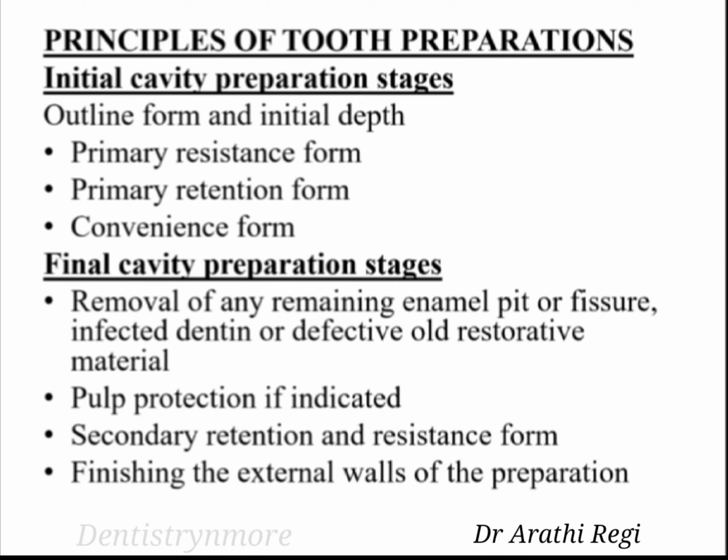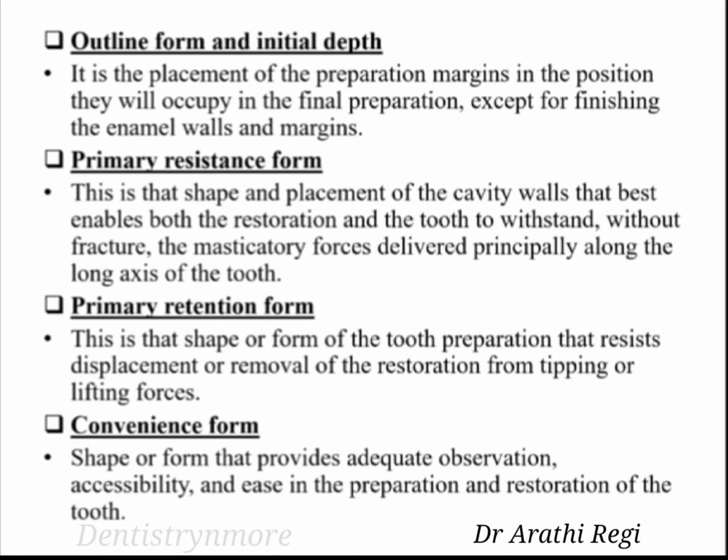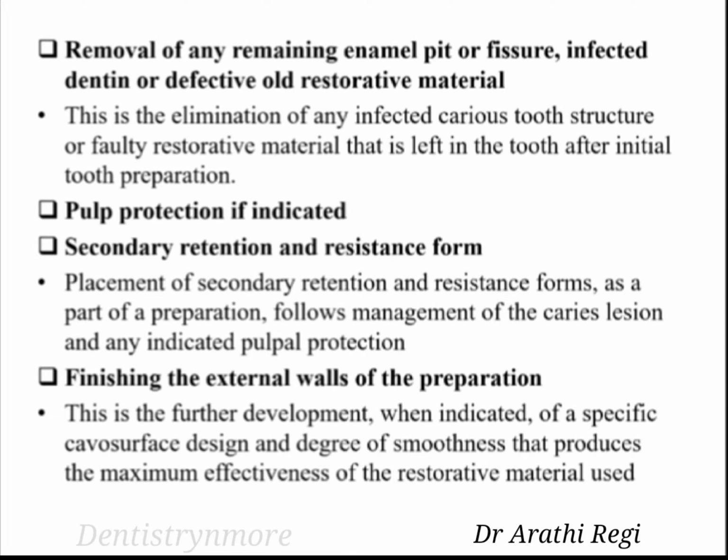Now we are moving to each point, first one is outline form and initial depth. All the definitions of the outline form and initial depth, primary resistance form, primary retention form and convenience form are given in the slide, so you can mark it. Now we are moving to the next one, that is final stages. That's the removal of any remaining enamel pit or fissures, the elimination of defects that are left in the tooth after initial tooth preparation. Next one is pulp protection after the secondary retention and resistance form. And last one is finishing the external walls of the preparation. This is also a point, so you can note this.